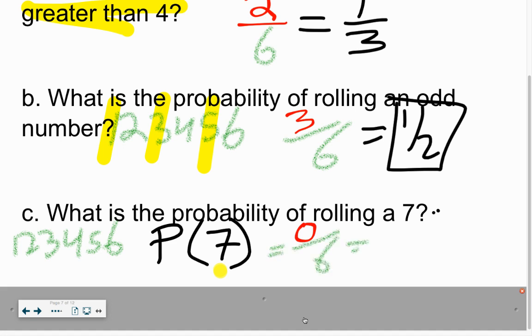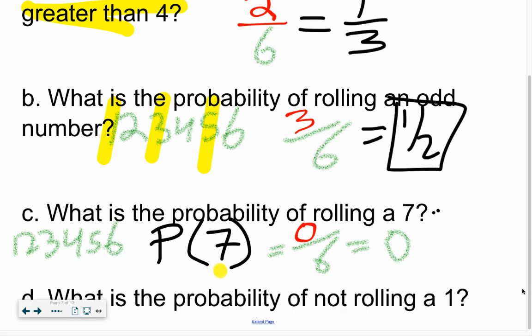So the probability of that is 0. That's where, again, we can describe the likelihood of rolling a 7 on a normal number cube as impossible, because there are no other numbers that make 7. Now here again, be very careful when we look at this word.